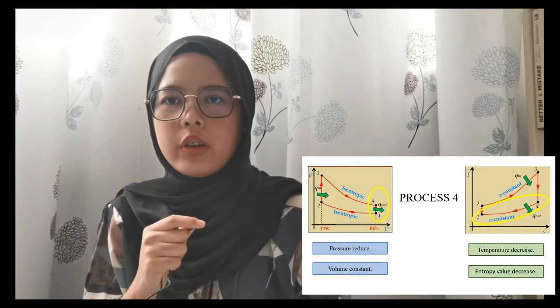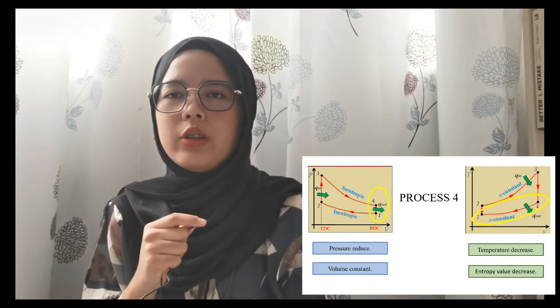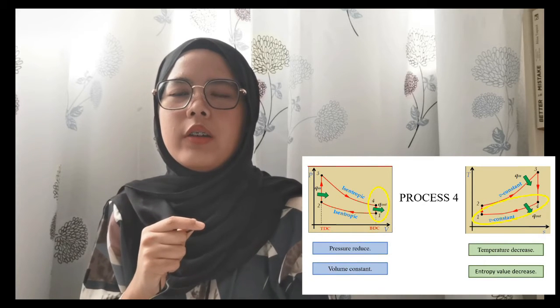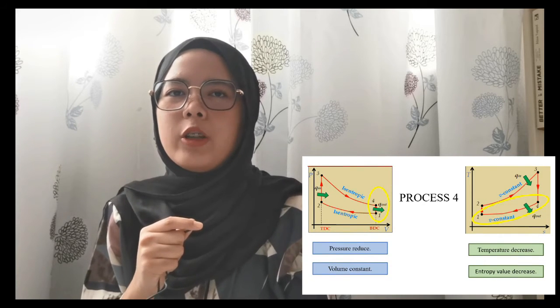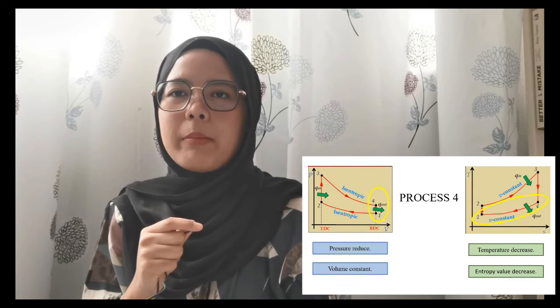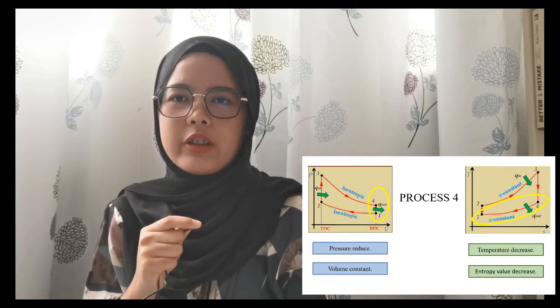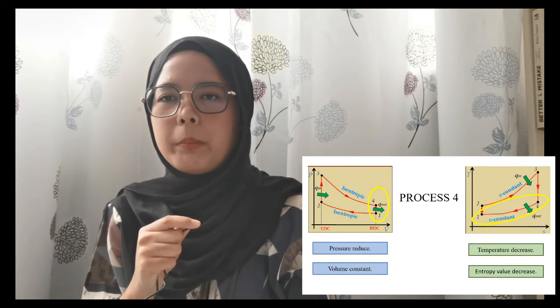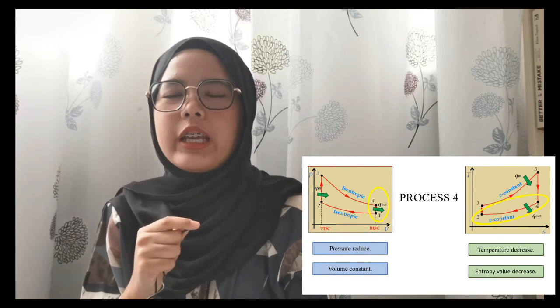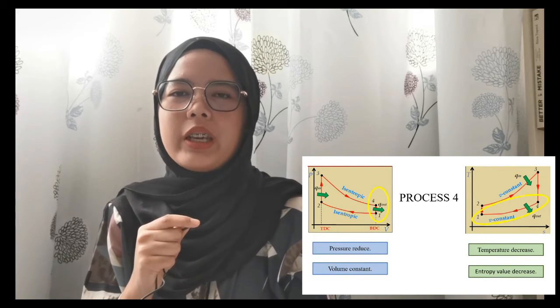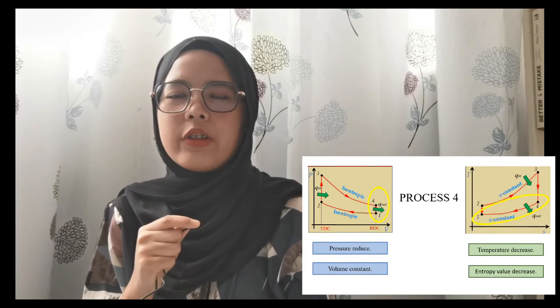Process number 4 occurs from state number 4 to state number 1. For the PV diagram, the volume remains constant at BDC, and the pressure is decreasing from P4 to P1. And for the TS diagram, the temperature is decreasing as well as the entropy value.